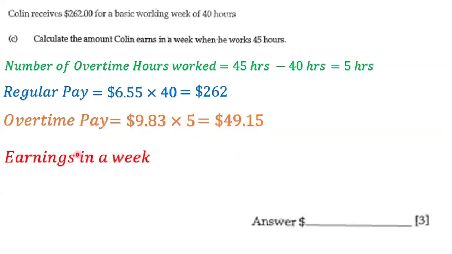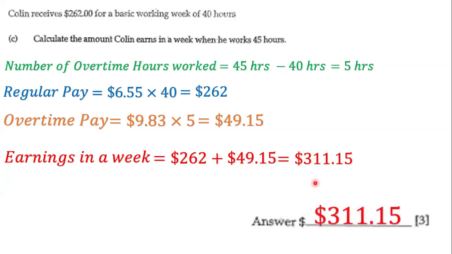Next, we need to determine his earnings in a week, which is going to be his regular pay, which is $262, plus his overtime pay, which is $49.15. And when we add those two, we get $311.15. And so that means that his earnings in a week is going to be $311.15.